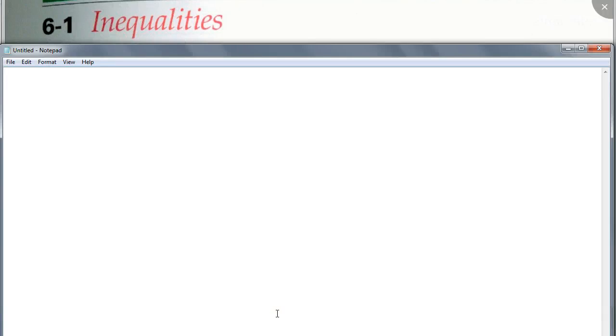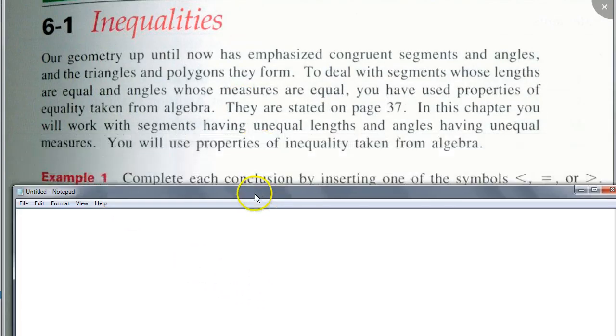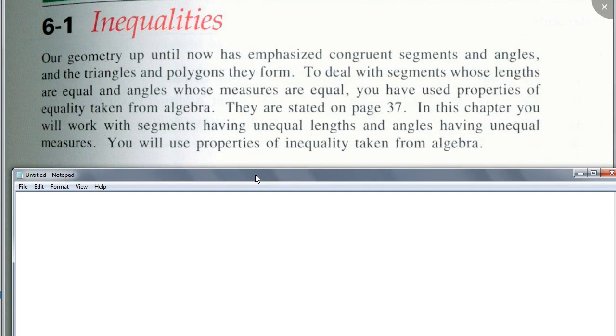Today we're going to talk about inequalities, okay? So who wants to read this for us? You don't have to write this down, but let's read it and see where we're going with this. Okay, how about, go ahead, Young.